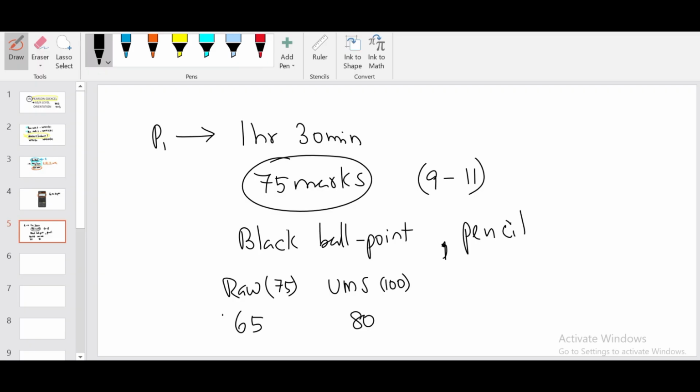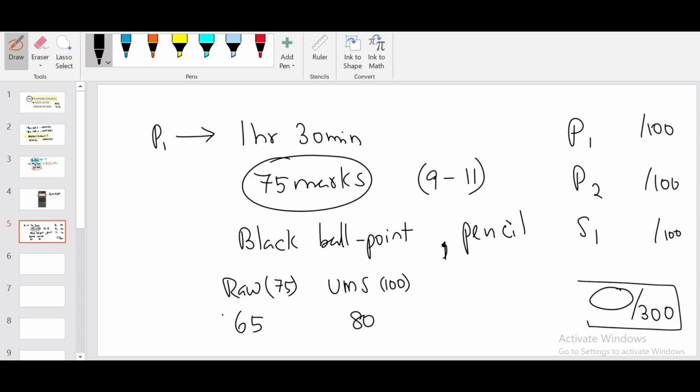So if you are taking 3 components, P1, P2, S1, you will get your mark for each one out of UMS 100, how much you scored out of 100, and then they will calculate together out of 300 how much you scored. Using this they will calculate your grade. So they call it cash in your grade. If you have 3 components, you can cash in your grade, so you will get a grade accordingly.